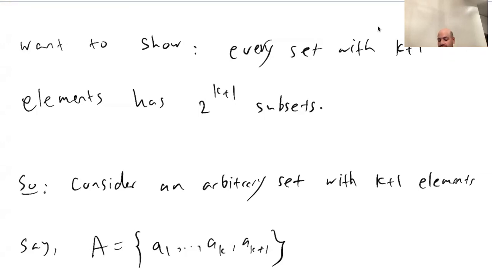And I know that if it had k elements, then I know how many subsets it would have. But right now it has k plus 1 elements. Now, how can I make a connection between a set with k plus 1 elements and a set with k elements? Again, remember our job is to make a connection between the assumption, which is the statement being true for n equals k, and the conclusion, which is the statement being true for n equals k plus 1.